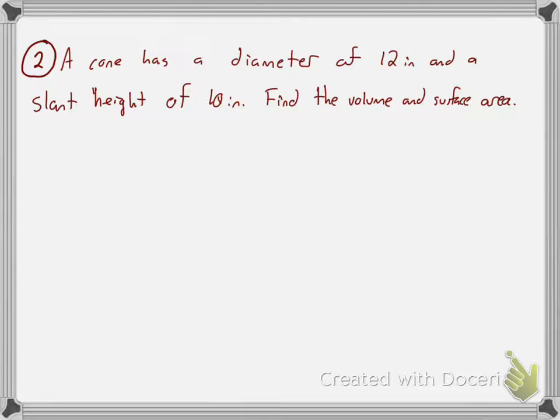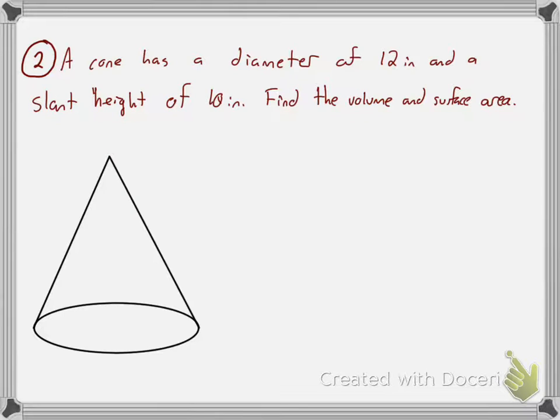In the next example, I'm going to be given the diameter and the slant height. So a cone has a diameter of 12 inches and a slant height of 10 inches. Again, I want to find the volume and surface area. So let's start out with the volume. So they gave me a diameter of 12. So I need the radius to plug into my formula. So if that diameter is 12, cut that in half, my radius is 6.